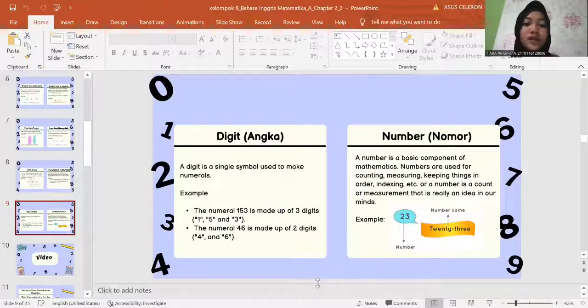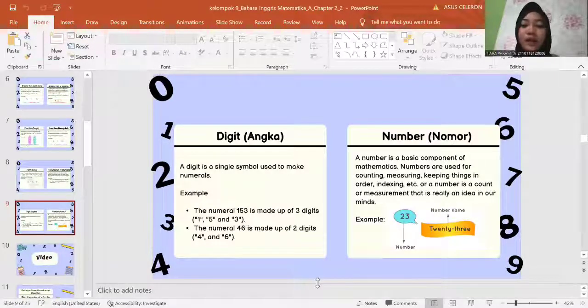Next, digit. A digit is a single symbol used to make numerals. Example, the numeral 153 is made up of 3 digits: 1, 5, and 3. The numeral 46 is made up of 2 digits: 4 and 6.